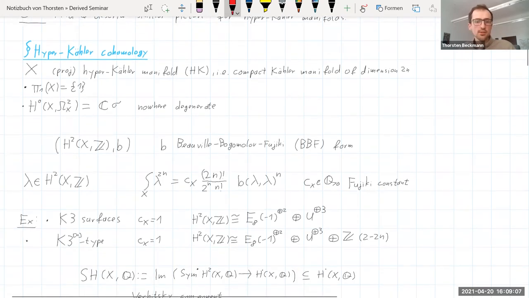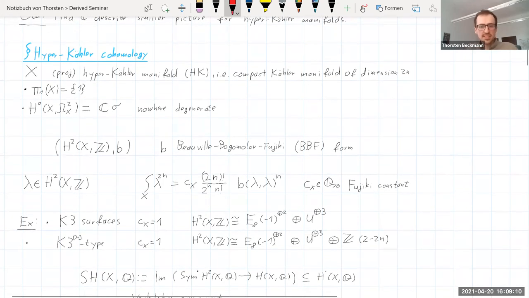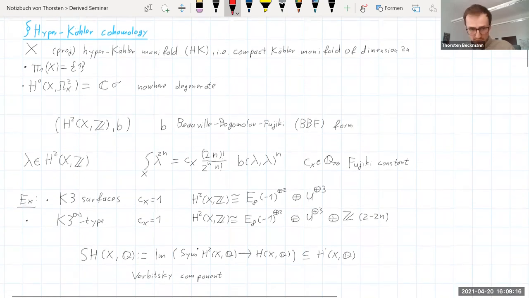Okay, and so the second cohomology, we know it's an intriguing and also very interesting invariant. And so we can consider the following. That's the Verbitsky component, the subalgebra generated by the second cohomology. To phrase it differently, I can consider the symmetric algebra of the second cohomology, with its natural morphism to the full rational cohomology. And that image I define to be the Verbitsky component.